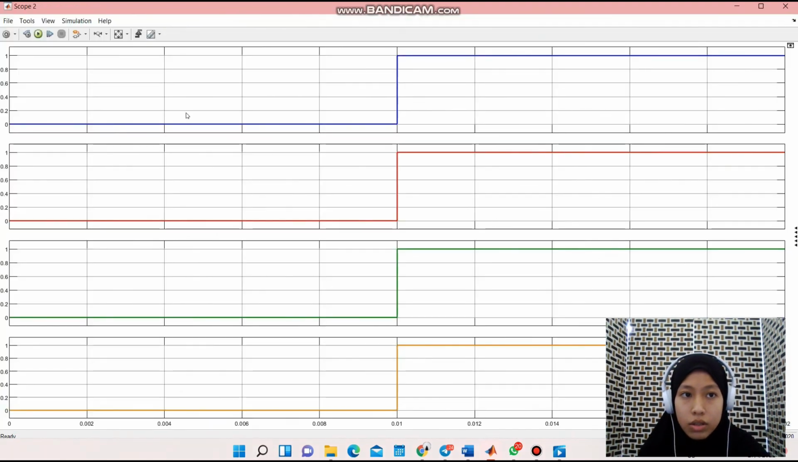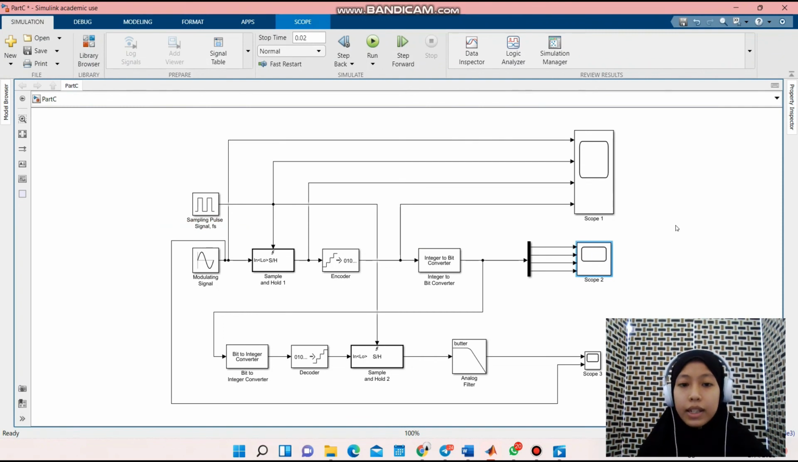In scope 2, it shows the 4-bit pulse code modulation data. From our observation, the number of samples is too small, and it causes the quantization level to be unobservable. So the output obtained from the quantization level only has two values, which are 0 and 1. So that's all from me. Thank you.